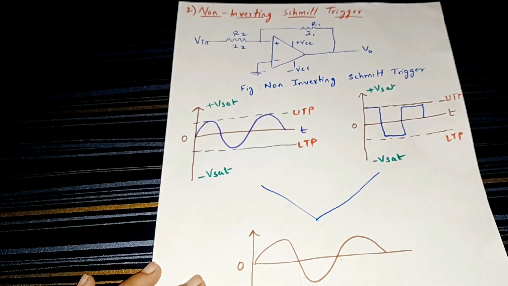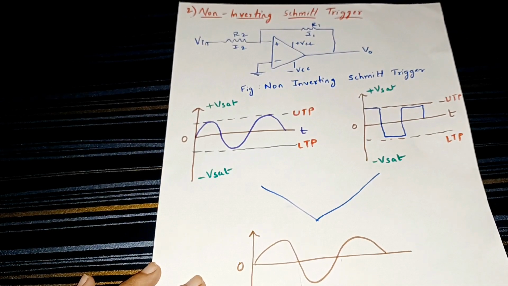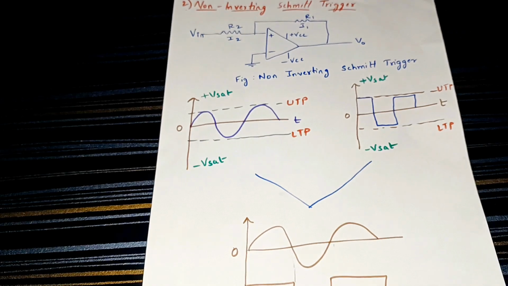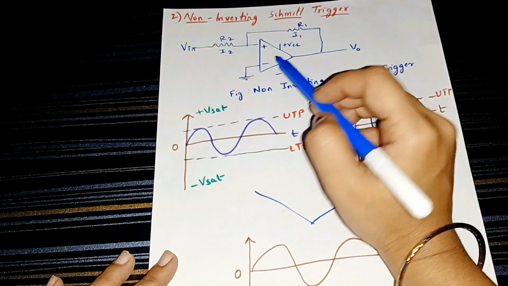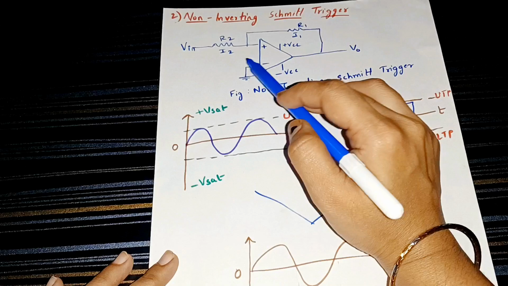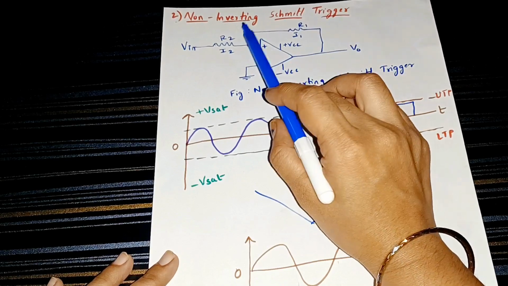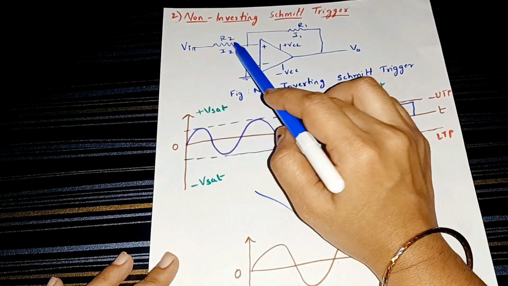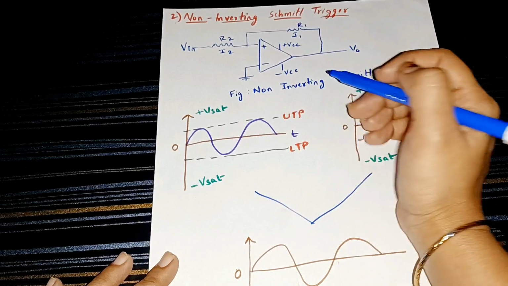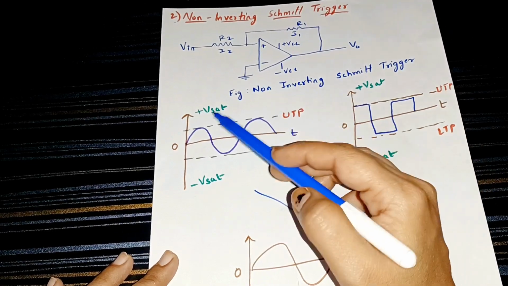Hello everyone, in today's video we are discussing the non-inverting terminal Schmitt trigger. In the non-inverting Schmitt trigger, we give the input to the positive feedback, that is the non-inverting terminal, and we connect the negative terminal to the ground. Where we give the input, it becomes only positive feedback. So how does it work? Let us see.